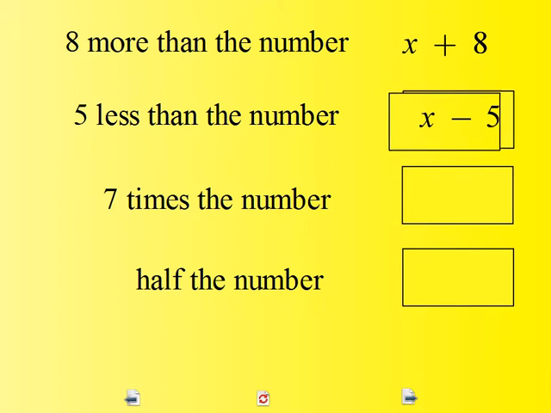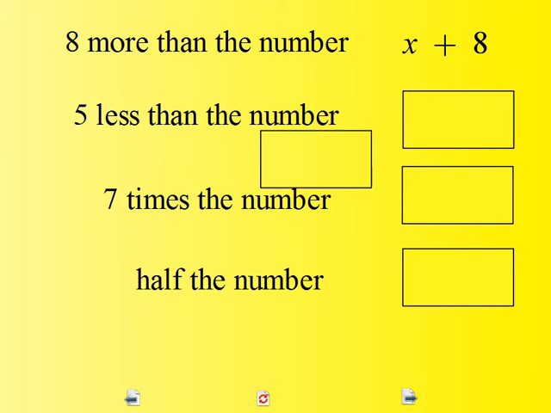So then, look at the next one. It states 7 times a number. Well, we know that the number is x because we didn't say what the number was, but 7 times the number would be 7x. And here lastly, we're speaking of half the number. Well, I'm sure you can guess. Half the number would be the number divided by 2. x divided by 2, x over 2.